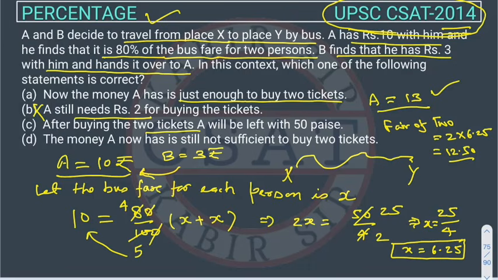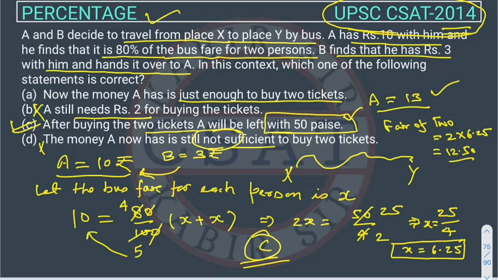After buying the 2 tickets, A will be left with 50 paisa. So this is right because he has 13 rupees and the ticket price is 12 rupees 50 paisa. So option C is right. Okay, so what's option D? Let's see. The money A now has is still not sufficient. This is also wrong. So what's the correct answer? The correct answer is option C.